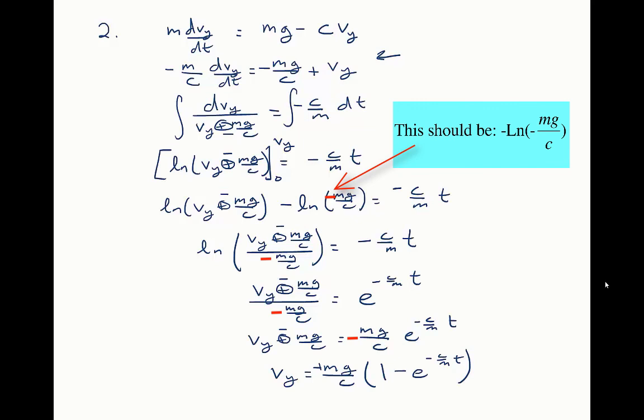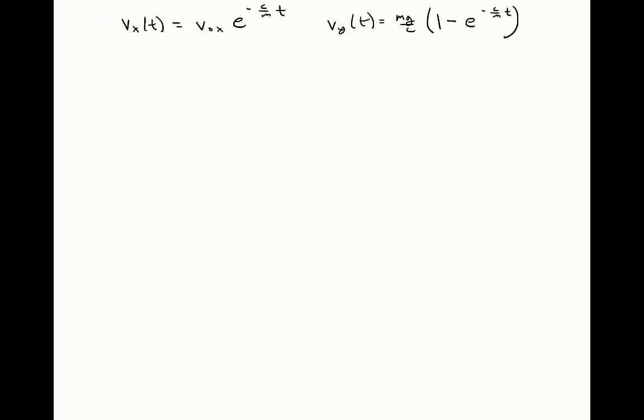So let's write out our solutions together. Okay, so there's our solutions. Let's make sure they make sense. So it says in the x direction, it's steadily slowing down. In the y direction, it says it's speeding up, but eventually the speed's going to level off and reach a terminal velocity, mg over c.